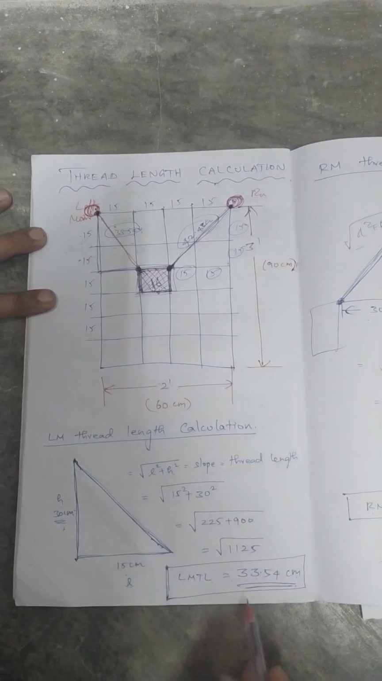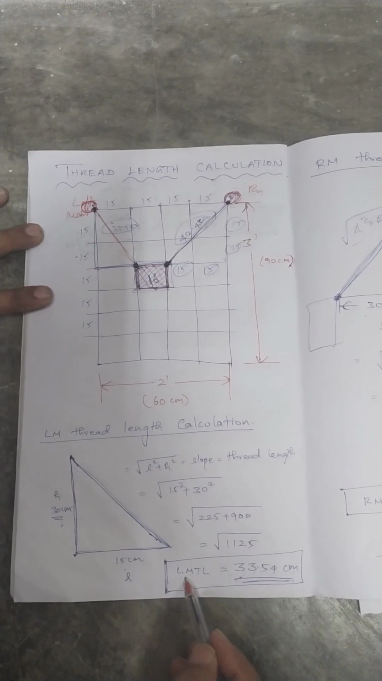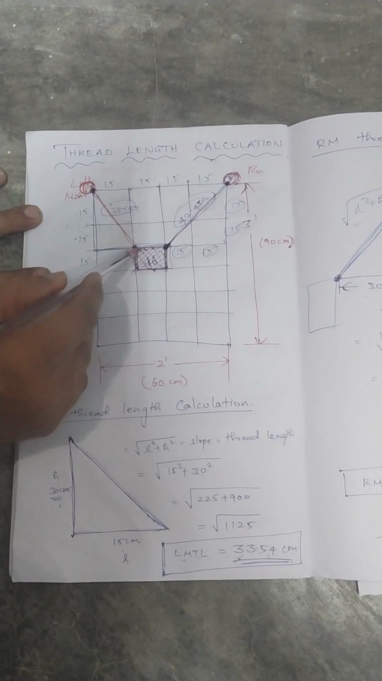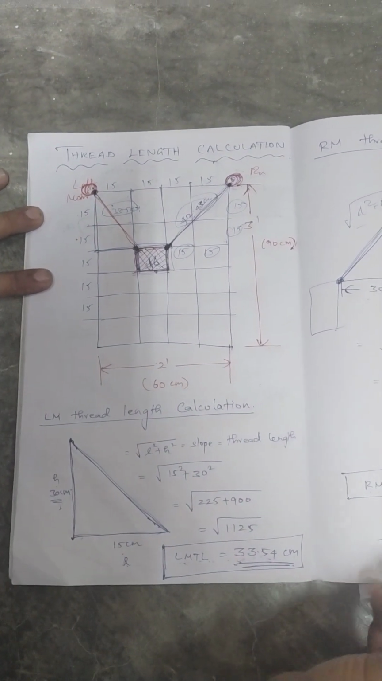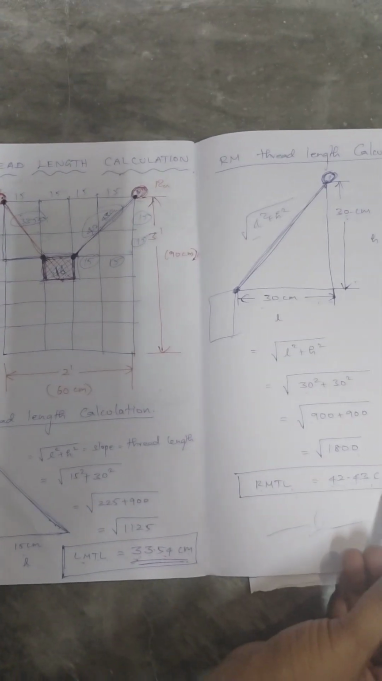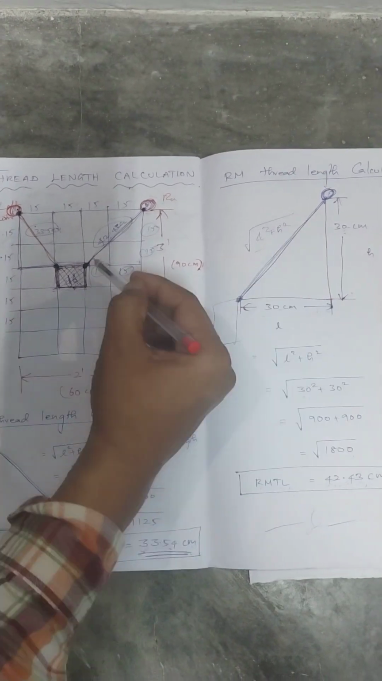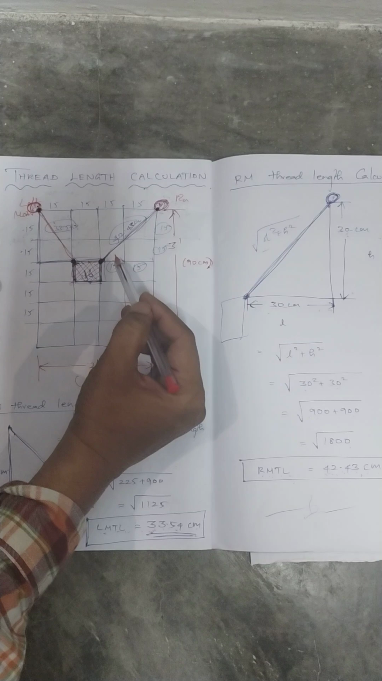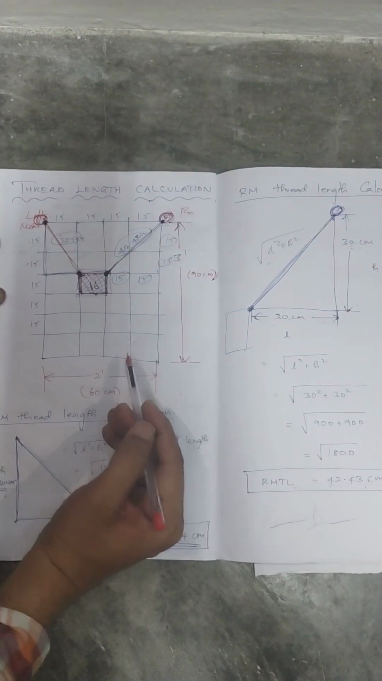After the calculation, we have identified the left motor thread length is 33.54 centimeter, and the right motor thread length is 42.43 centimeter, as from this formula. So that is what we are going to experiment in real time with one prototype model, as you see here.